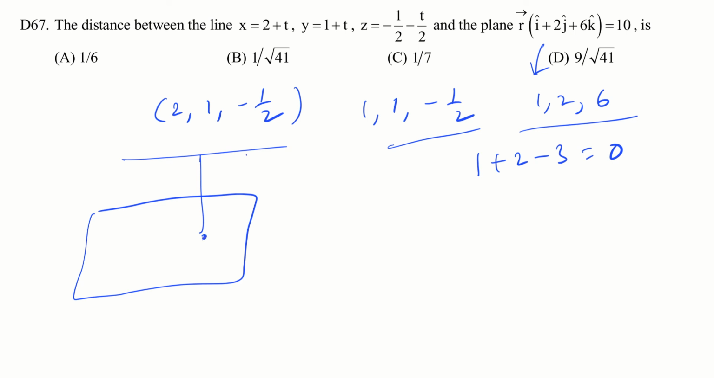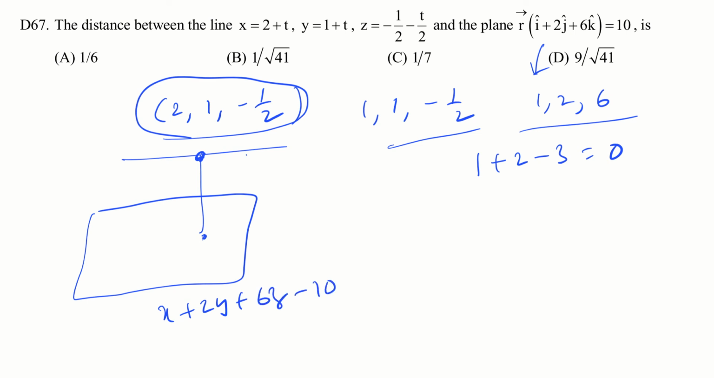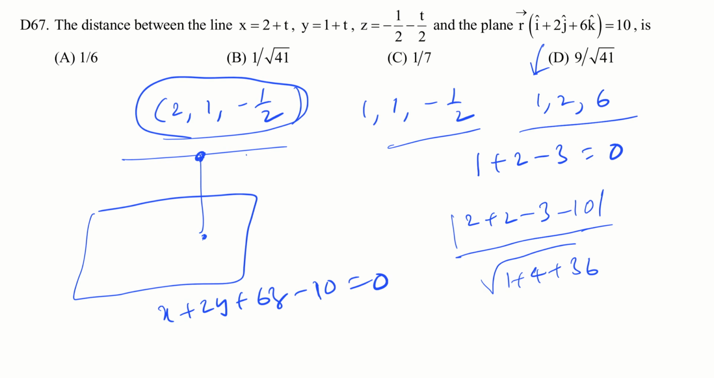So you want the distance between the line and the plane, take any point on the line. We know that this is one point on the line. So you just find the distance from that to the plane. We know that the plane equation in Cartesian form can be written as x plus 2y plus 6z minus 10 equal to 0. So you simply apply the distance formula from a point to the plane, and you get your answer. Let's go to the next problem.